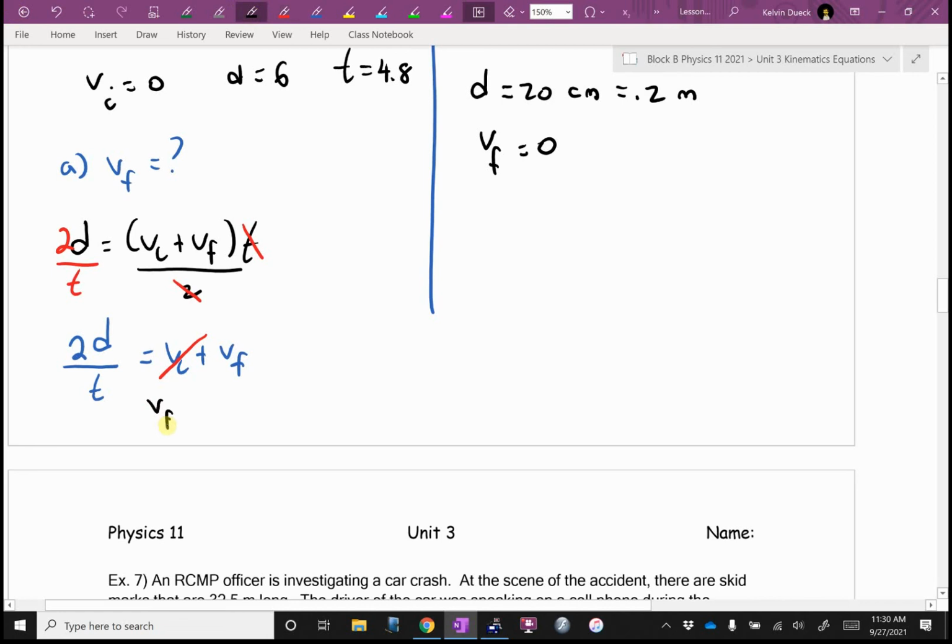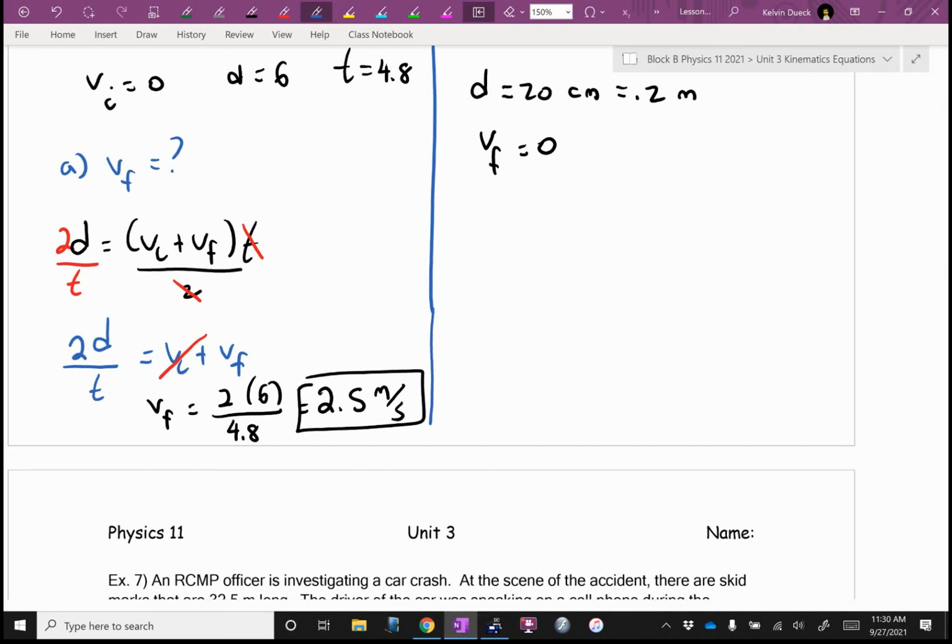I get VF equals 2 times 6 over 4.8. I can do that in my head. 12 over 4.8, that's going to be the same as 120 divided by 48, divided by 12, divided by 12 is going to be 10 over 4. 5 over 2. Is it 2.5? Yeah? Well done. Give yourself a little nerdy pat on the head.